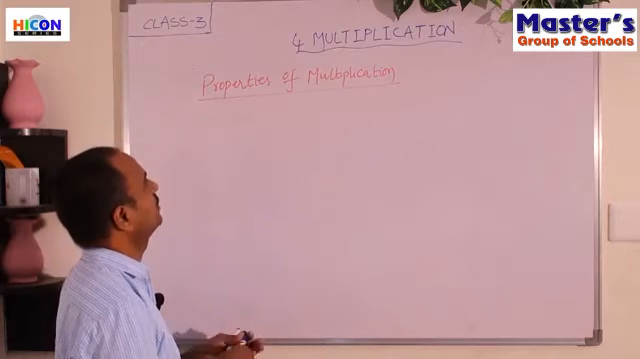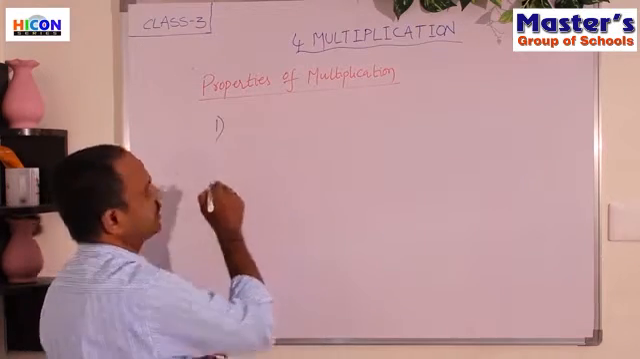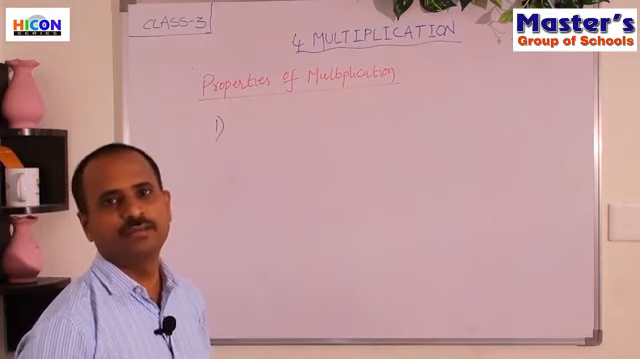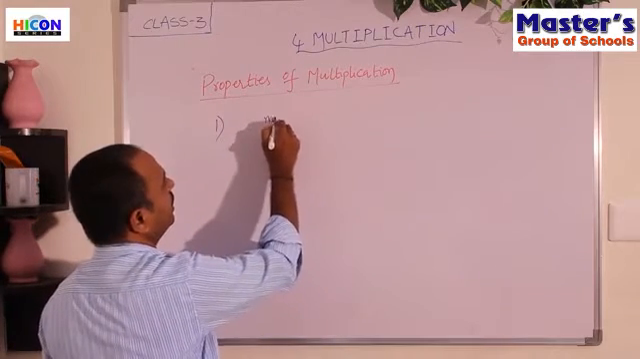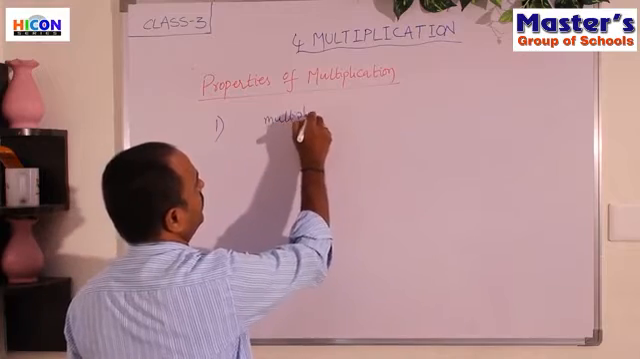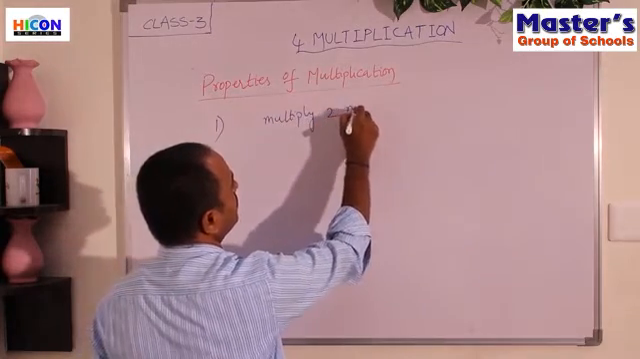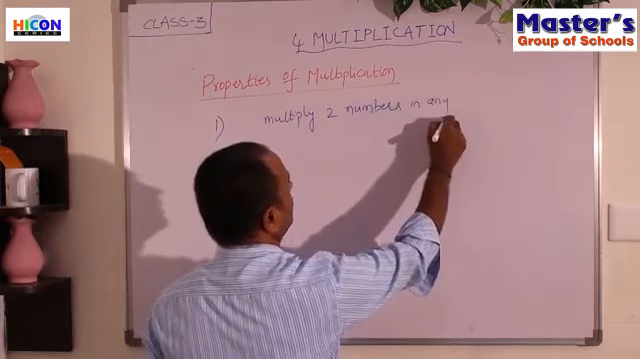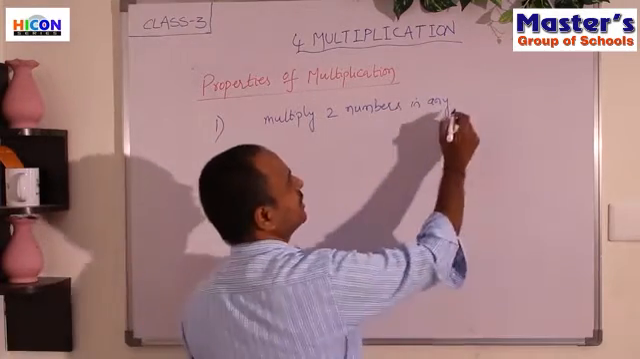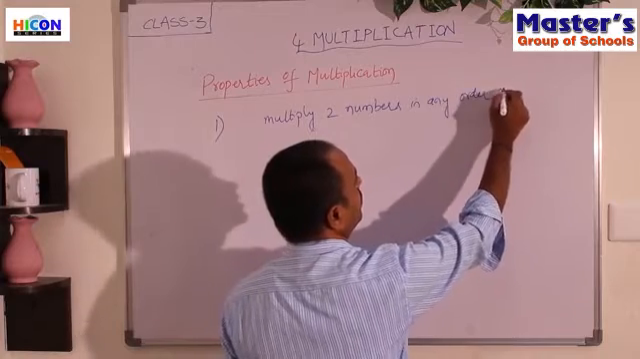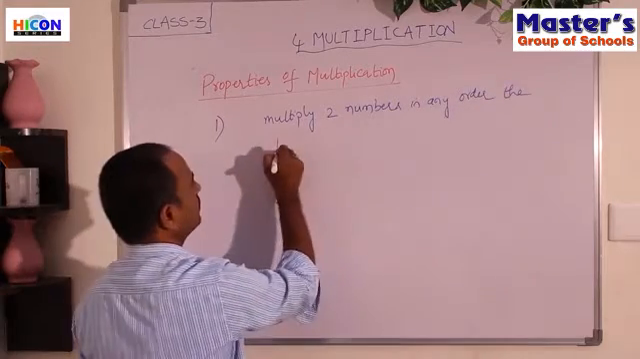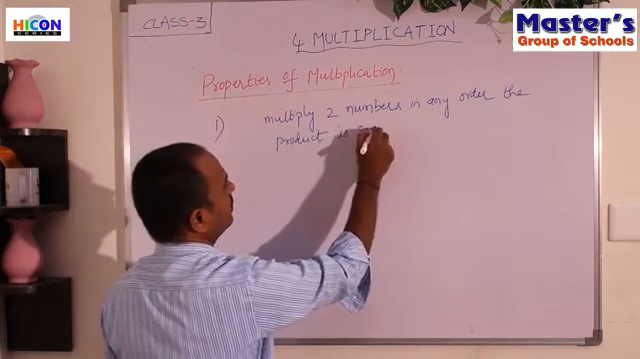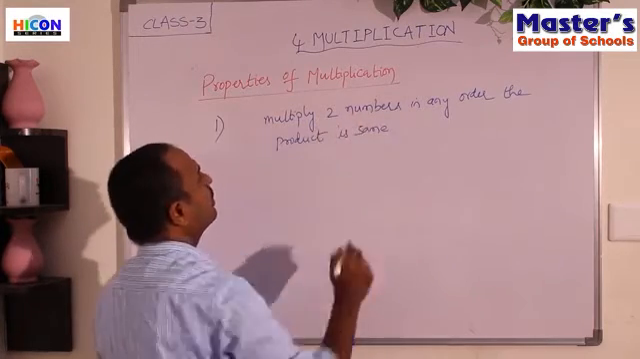The first property of multiplication is: if you multiply two numbers in any order, the product is the same. The product is the same. So children, this is the first property of multiplication.